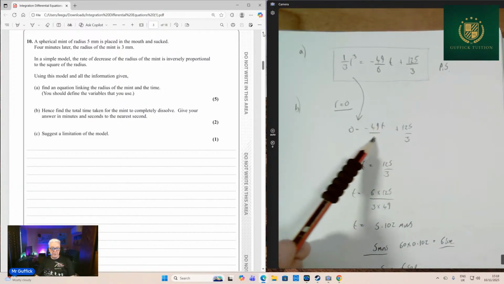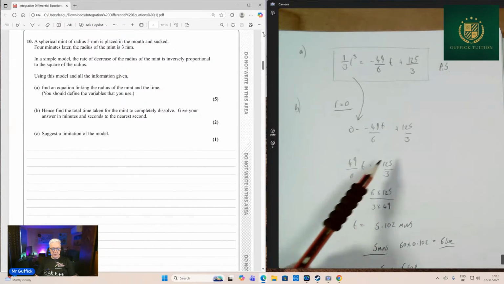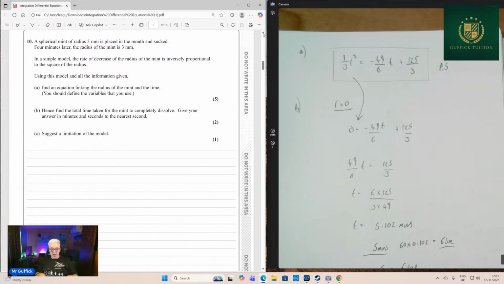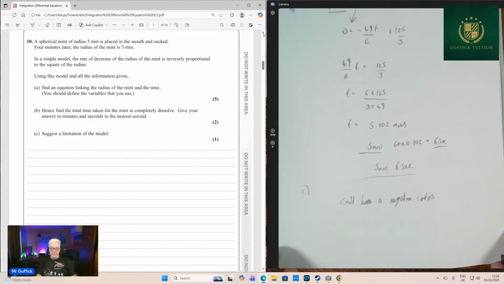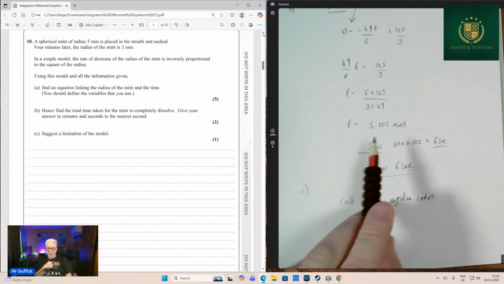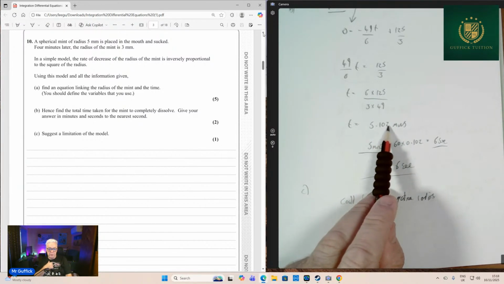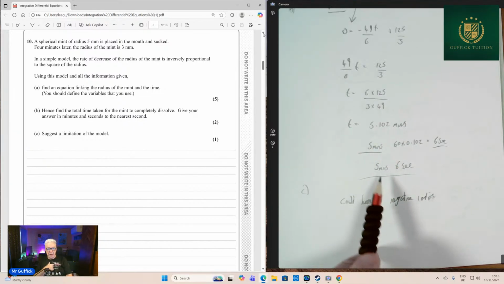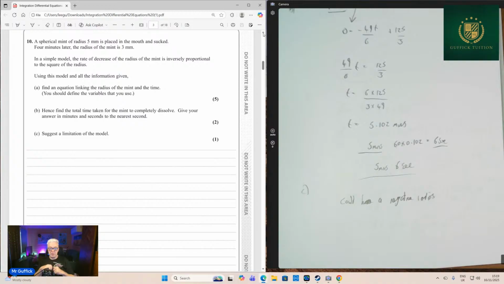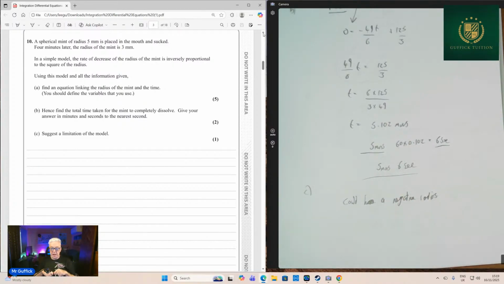So we add 49 over 6 across to the other side. We're then going to times by 6 and divide by 49, and that gives us 5.102 minutes. And 5.102 minutes, we can work that out. That is basically going to be 5 minutes and 0.1 minutes. So we want it in minutes and seconds. So we times that by 60, and that's 5 minutes and 6 seconds when you times the 0.102 by 60. So that's that bit done.